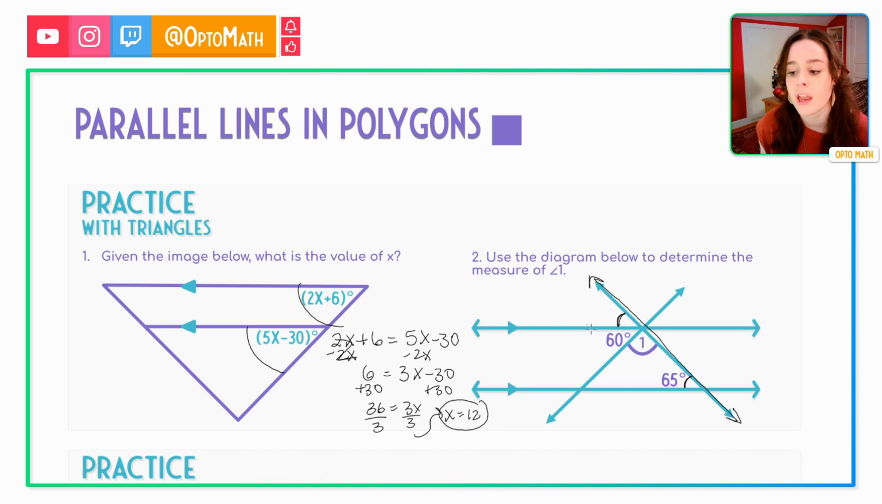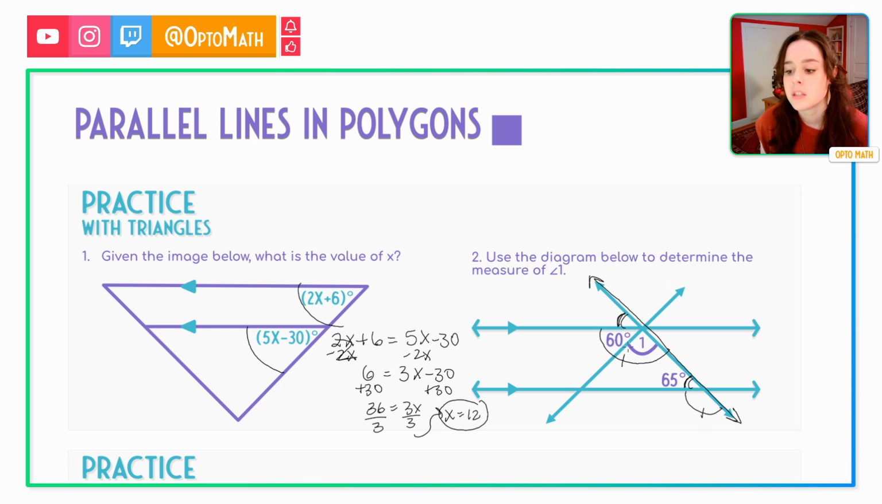That's a corresponding angle. But what's left over to make a line is all of this angle. So I'll mark it differently to just show that they're not congruent. And I'll mark this differently too because I don't want it to look like it's the same as 1. So 60 plus the measure of angle 1 is equal to the angle that's supplementary to 65, and that would be the same as this angle.